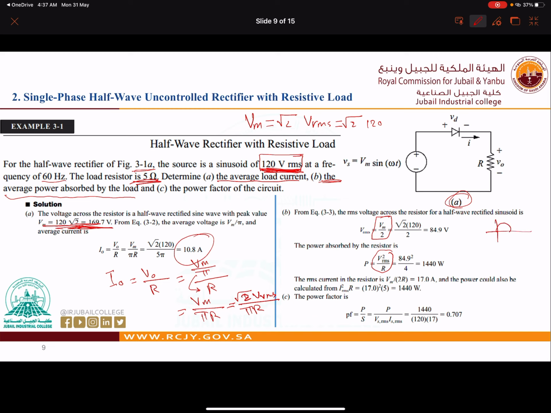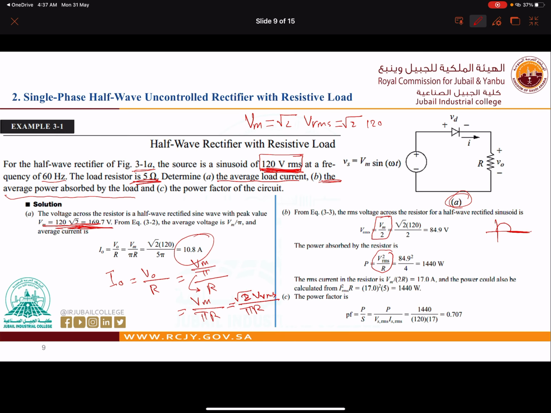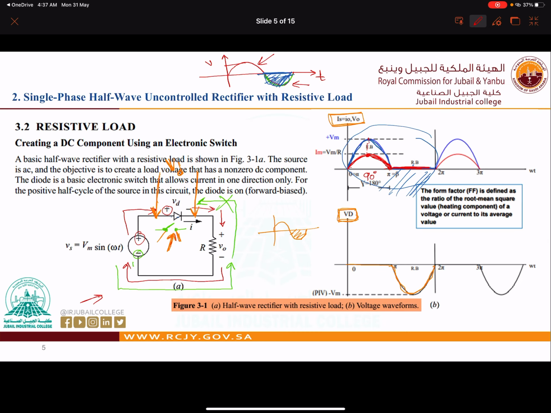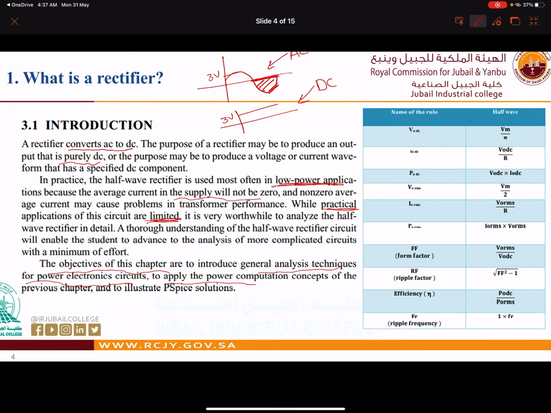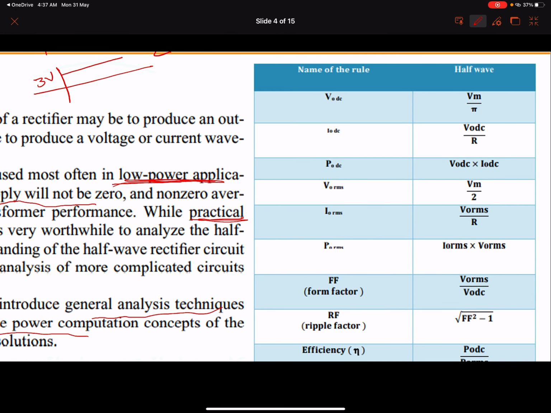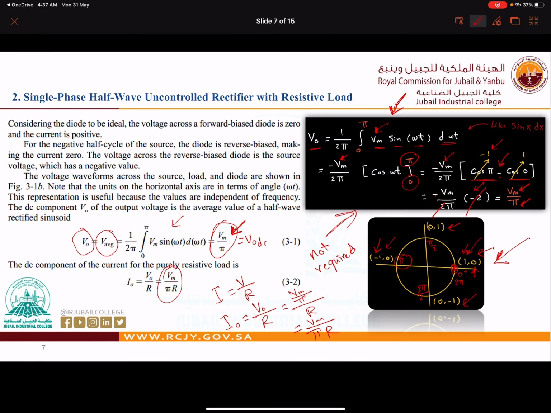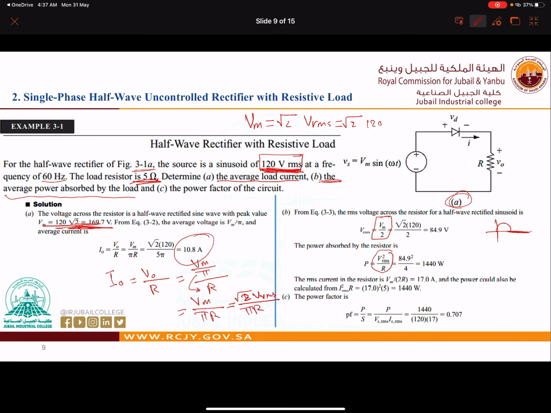It is a half-wave rectifier, so from the equations, I think it is there. Let me just go back to the equations. Yeah, so this is our equation. If we refer to these equations, you can find them in the notes. As mentioned there, V RMS is V maximum divided by 2.